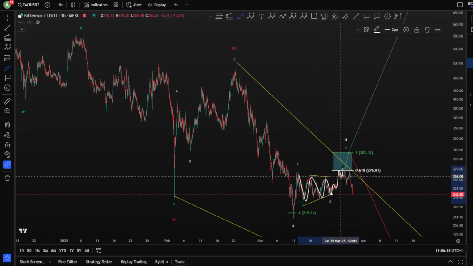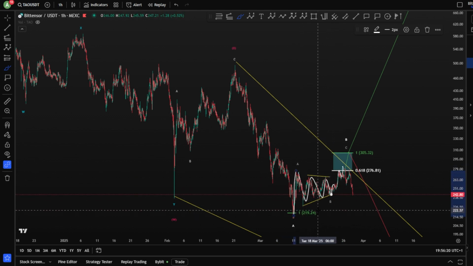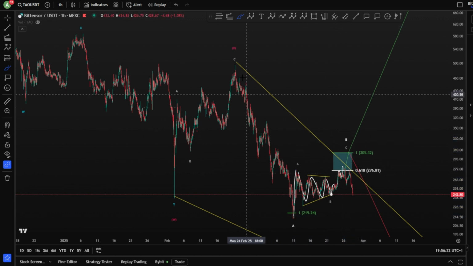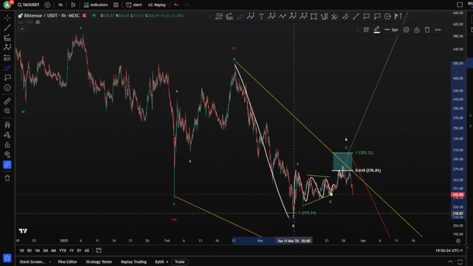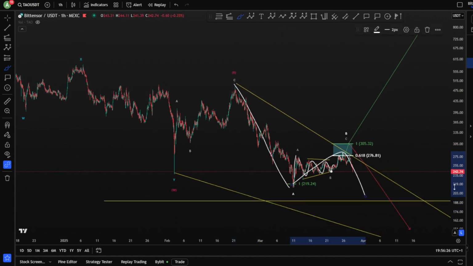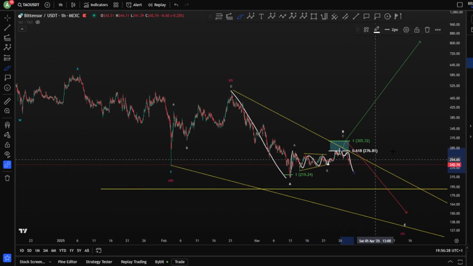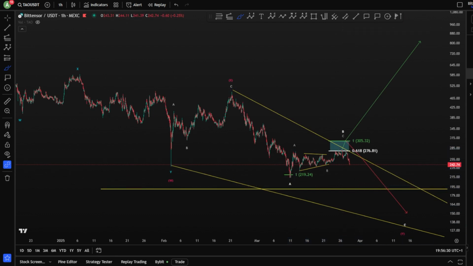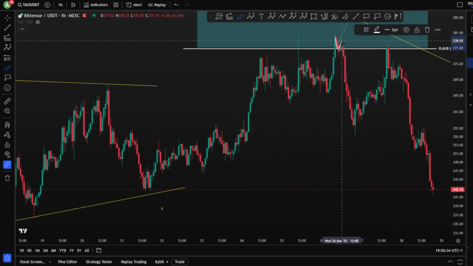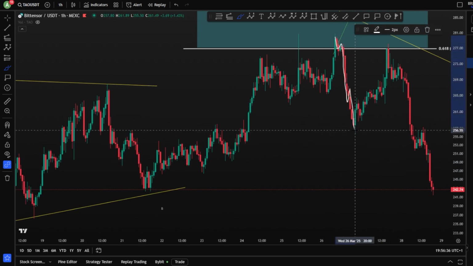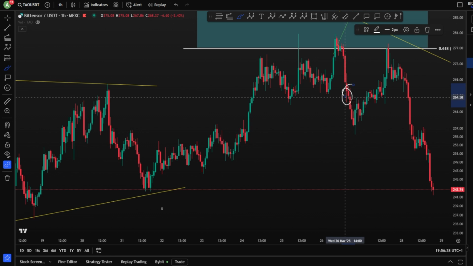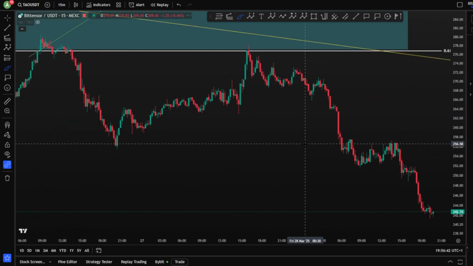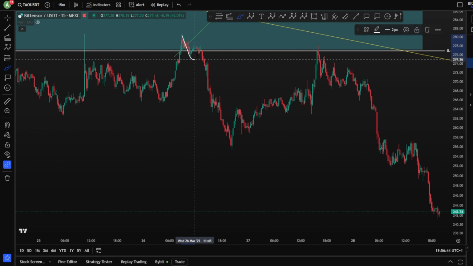You have an impulse for a wave C and an impulse for the wave A. Finishing wave B here after an A, B, and you're looking for an impulse towards the downside for a wave C, and here we go, the impulse has already started. If we dive a little bit inside it, you can see here a 1, 2, 3, 4, and a 5 internally. As you can see, it's on the 1 hour chart, that's why you cannot see it clearly. If you go to the 15-minute chart, here we go.